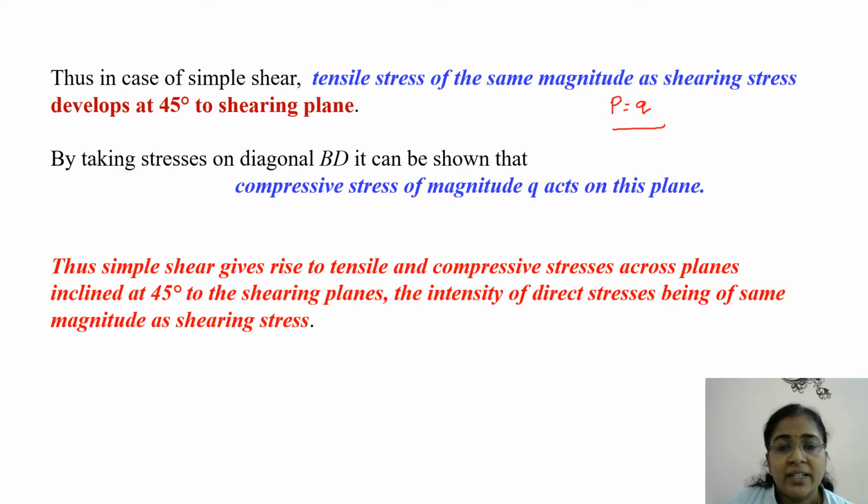Here we have considered the diagonal AC. If we consider the other diagonal BD, we can prove that there will be a compressive stress of magnitude Q acting on that plane. Thus, we can see that simple shear gives rise to tensile and compressive stresses across the planes inclined at 45 degrees to the shearing planes. Then the intensity of direct stress is the same as that of the shearing stress.